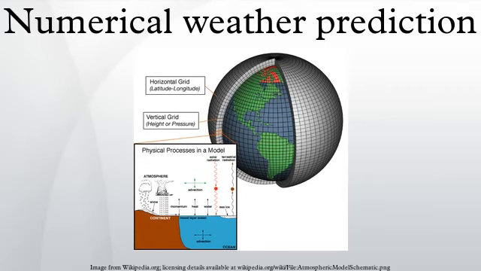Numerical weather prediction uses mathematical models of the atmosphere and oceans to predict the weather based on current weather conditions. Though first attempted in the 1920s, it was not until the advent of computer simulation in the 1950s that numerical weather predictions produced realistic results.